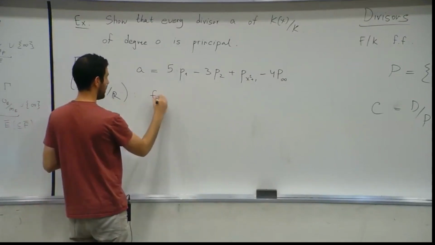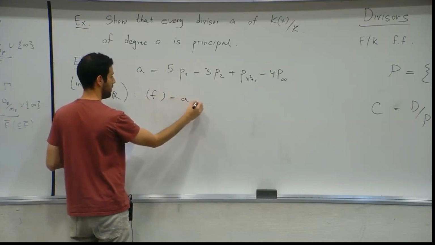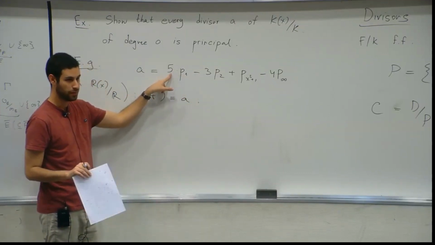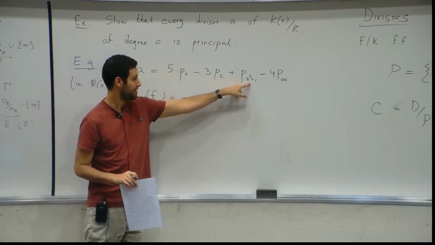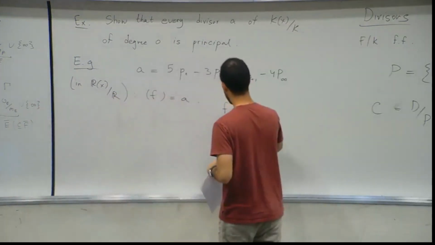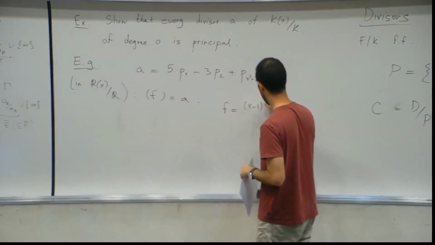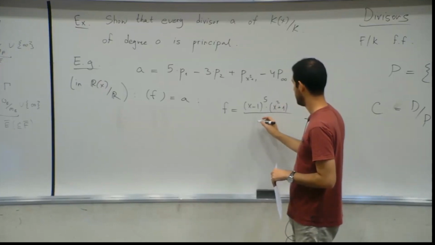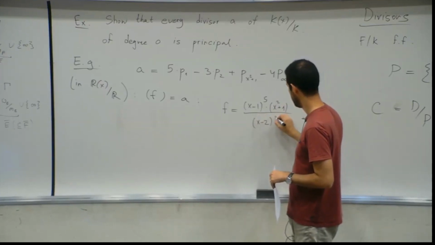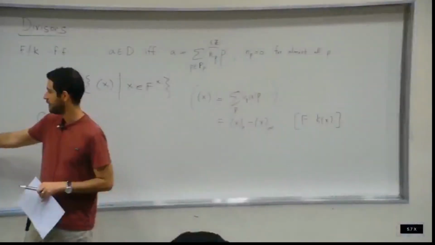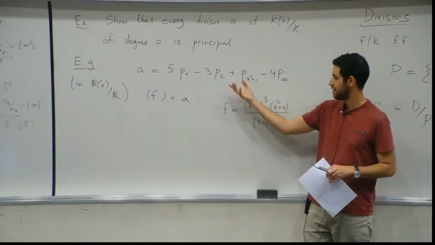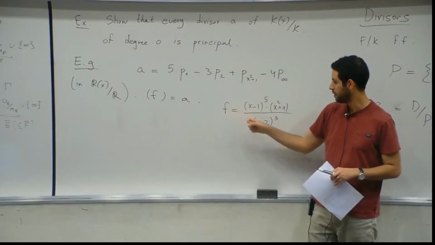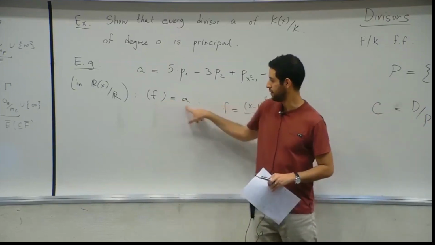And what is the function f such that its divisor is A? So it should have at p1 a zero of order 5. So what is f? It is (x minus 1) to the 5 times (x squared plus 1) over (x minus 2) cubed. Good. So exactly, this suggests we use this f, and now we just need to verify that indeed this equality holds.